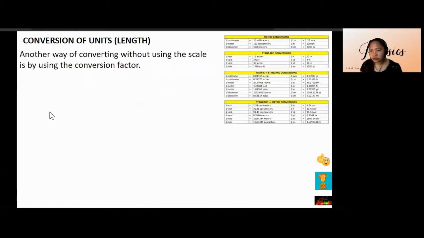For example, hours to minutes to days to seconds. We just need to use the conversion factor. So a conversion factor is just an equivalent number of the base.